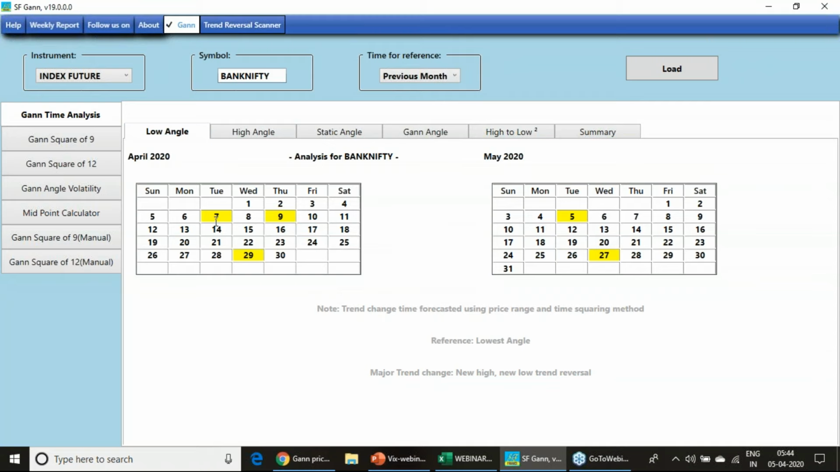So here too, for Bank Nifty: 7th, 9th, 29th, 19th and 17th. These low angle and high angle dates are the prominent ones, the major trend change dates. So for Bank Nifty, please note down these dates: 7, 9, 29, 19th and 17th. 19th is a holiday, so you can take it on 10th or 20th. This trend reversal date can be impacted.